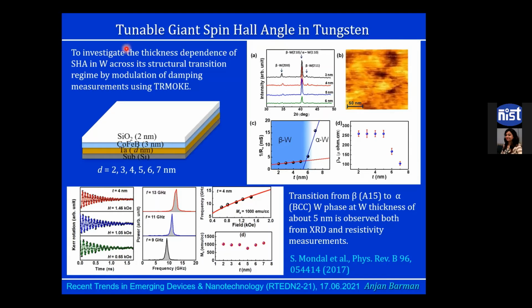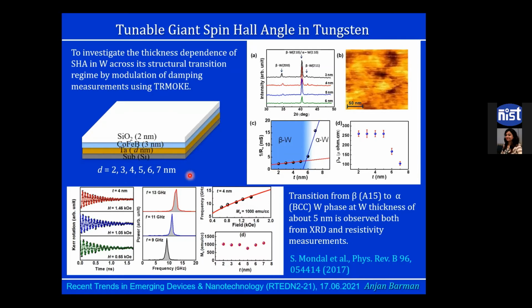Okay. But tungsten has a problem, that it actually has a phase change from beta phase to alpha phase. Beta is the A15 phase, and alpha is the BCC phase. So there can be a problem there actually. So let's see what happens. So we did this experiment where we varied the... this is not tantalum, but this is tungsten. We also had tantalum, but by mistake I put this here. So tungsten and cobalt iron boron. Cobalt iron boron is fixed at 3 nanometer, and tungsten is varied from 2 to 7 nanometer.